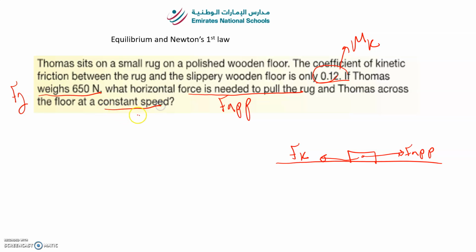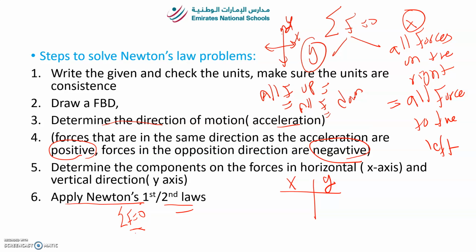Constant speed means no acceleration. If the object moves, it will move in this direction. This is the direction of motion, but I don't have acceleration, it's 0. What else do I have? I have weight, which is always down, and the weight of Thomas and the rug is 650 newtons. And up, I have a normal force. So I draw the free body diagram and determine the direction of motion. What should I do next?